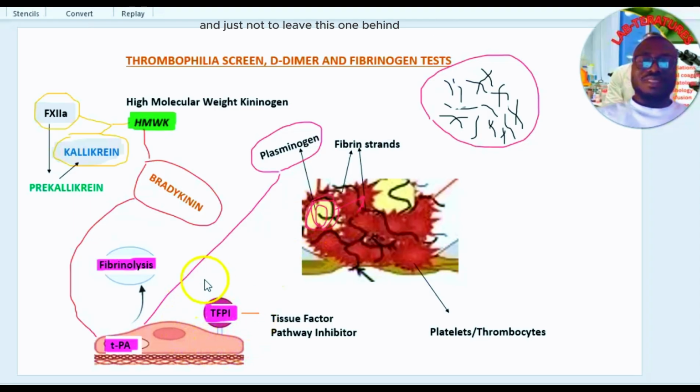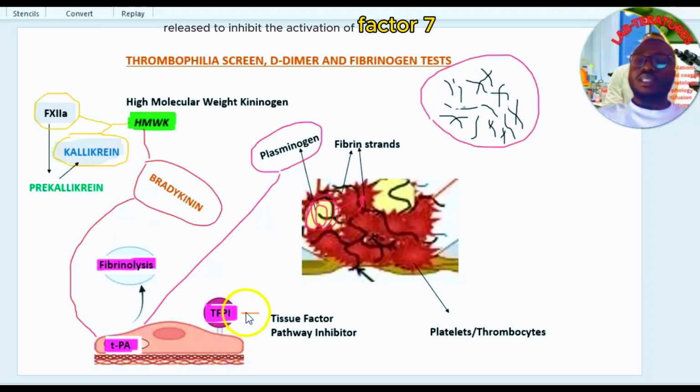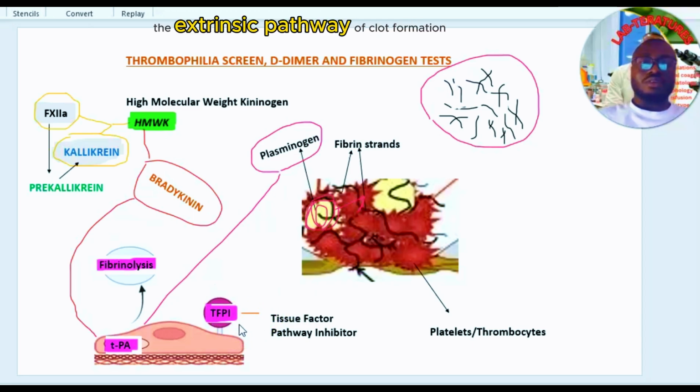And just not to leave this one behind, though we will mention it in our next step, this is tissue factor pathway inhibitor. It is released to inhibit the activation of factor 7, which is in the tissue factor pathway, the extrinsic pathway of clot formation.